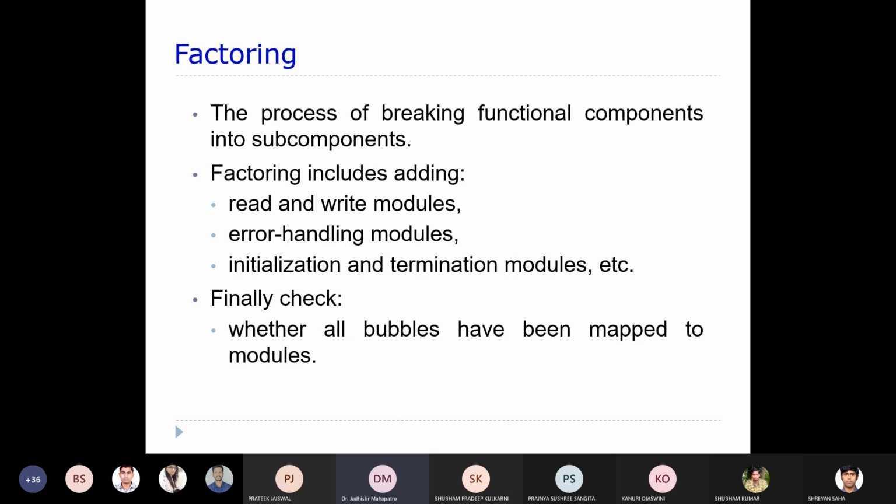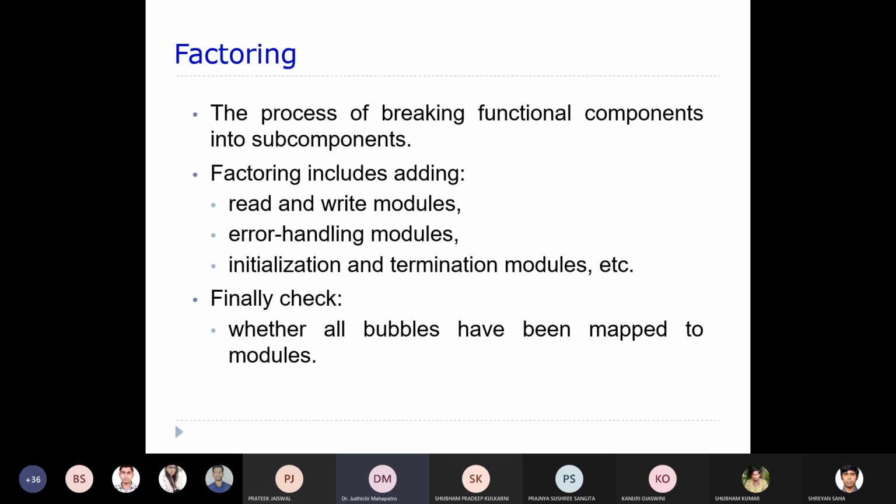So finally, you need to see whether all of the bubbles that you have seen are mapped to particular modules or not. So you can think of something like this: there is a read write module bubble, so whether those bubbles go into the read write module or not. If there is a bubble which does some error handling, whether those related functions or processings go into that particular error handling module.